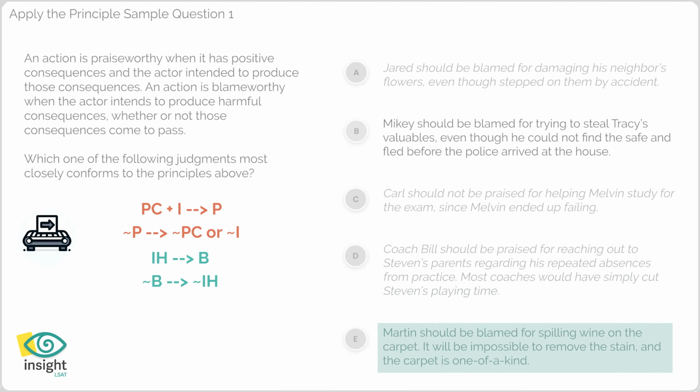And finally, E. Martin should be blamed for spilling wine on the carpet. It will be impossible to remove the stain, and the carpet is one of a kind. Okay, so again, it's this if-then machine. We need intended harm to get that, but that's not what this answer choice says. It doesn't tell us whether Martin intended to spill the wine, and that's the only input we have, so this one is gone too. Okay, B is the only one remaining, and it looked good.